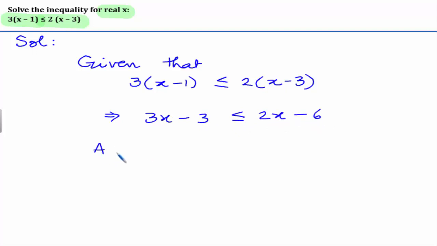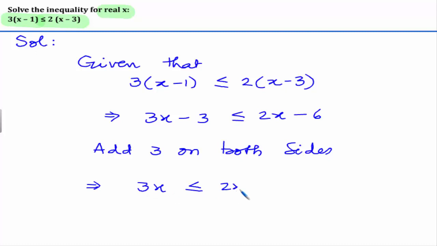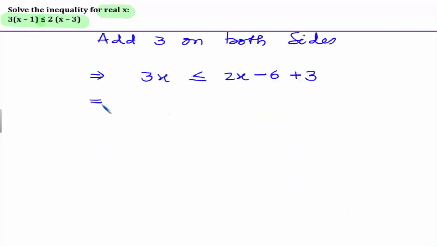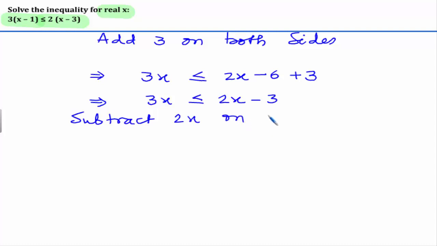Now let us add 3 on both sides. We get here 3x less than or equal to 2x minus 6 plus 3. Now 3x less than or equal to 2x minus 3. Now let us subtract 2x on both sides so that you get all x terms to the left hand side.